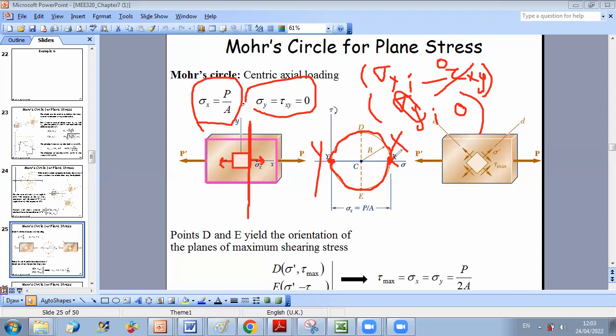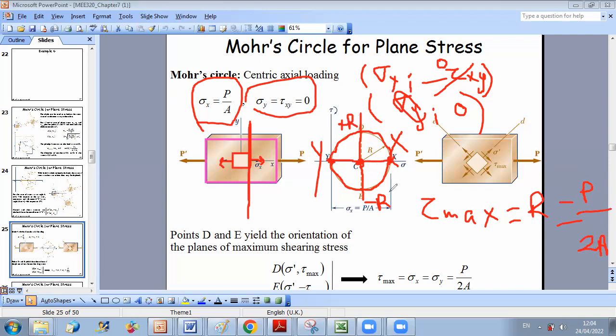And if I want to deduce the axes of maximum shear stress, as you can see in this figure, the axes of maximum shear stress will be centered. They will have sigma average, and they will have as coordinate plus radius and minus R. So I can say that tau maximum is equal to the radius of the circle. And the radius of the circle is sigma x over 2. So tau max is P over 2A.